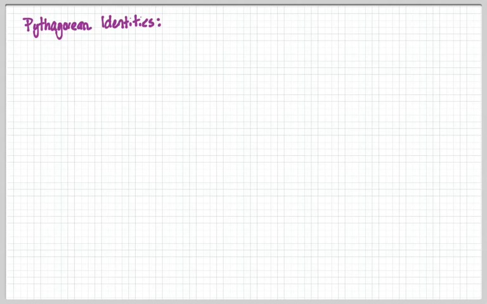All right, so these are all Pythagorean identities. It all starts with sine squared plus cosine squared. That's one I want you to memorize, but I will write down the other two. You can always derive them, though.